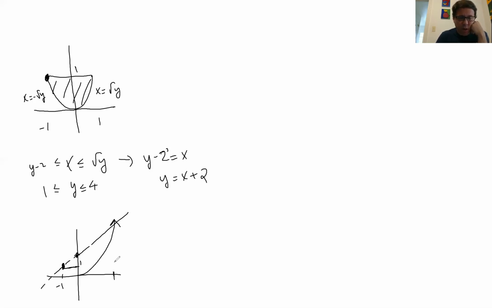How about over here? Where does x plus 2 hit x squared? We've already seen one of the answers, that's at negative 1. The other answer is going to be at... No, no. X squared minus x minus 2. Is it hit at 2? 2. It's at 2 and 4. Okay. But we only are caring about the part in there. From 1 to 4, from the line to the parabola.